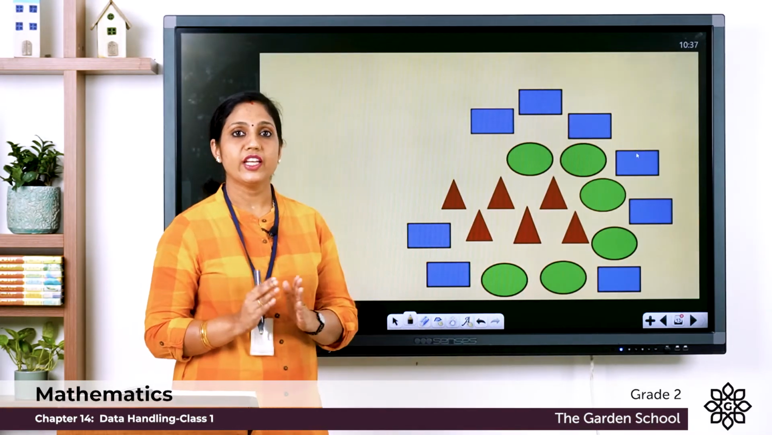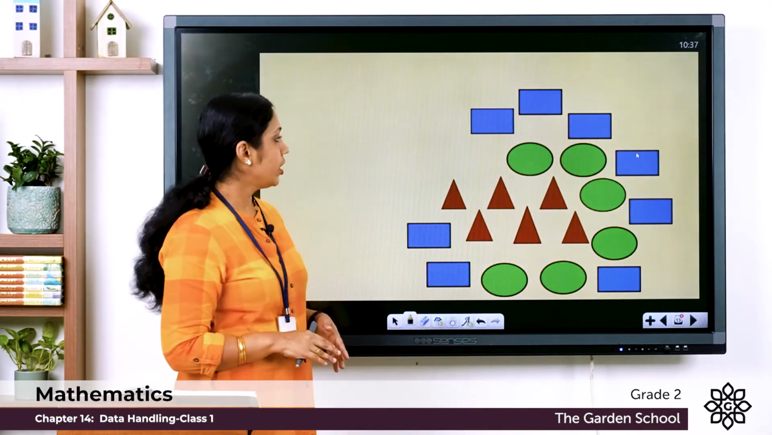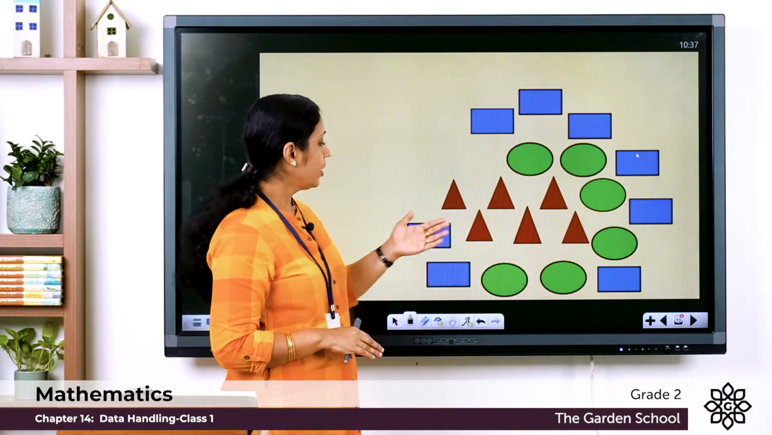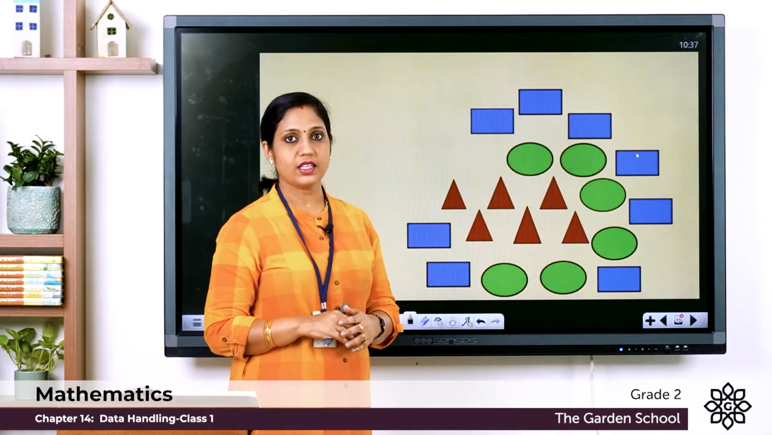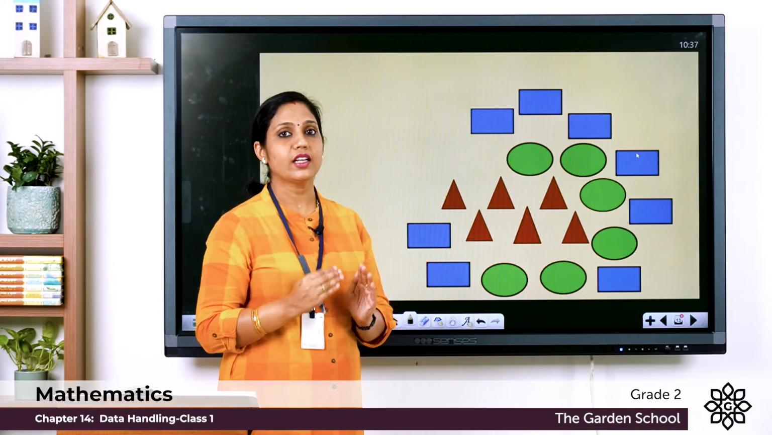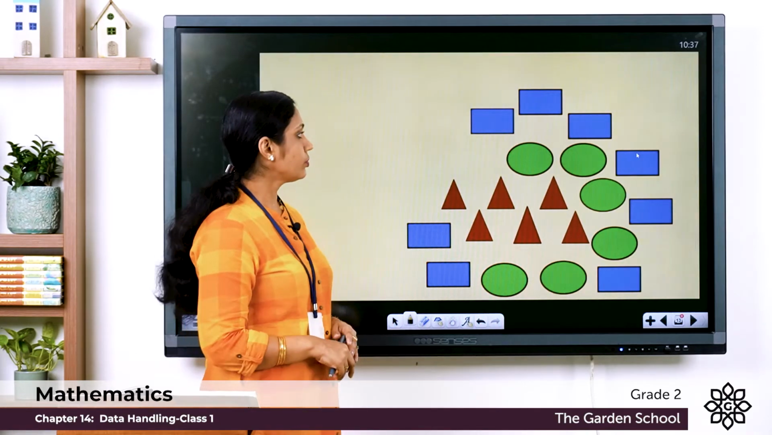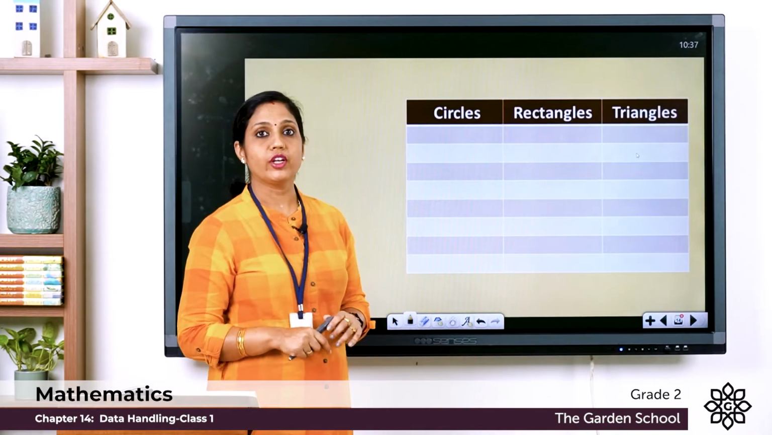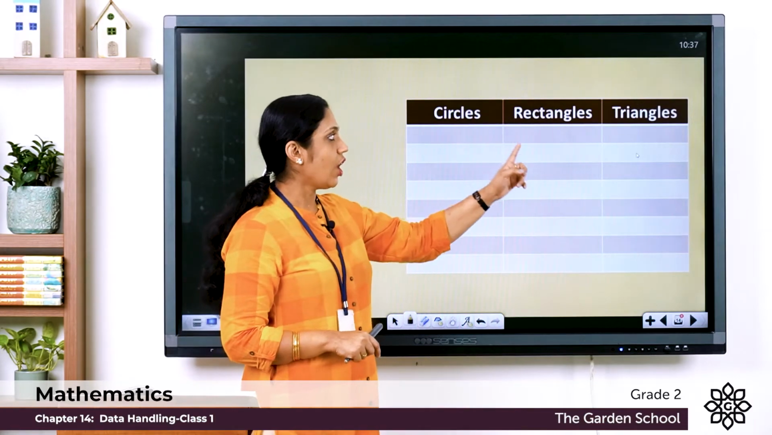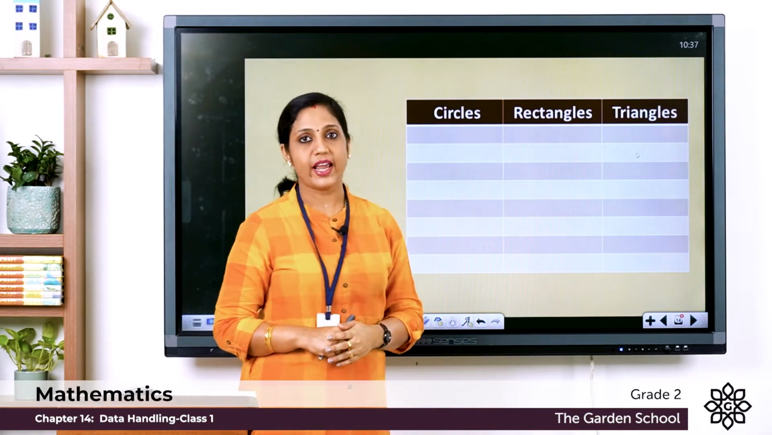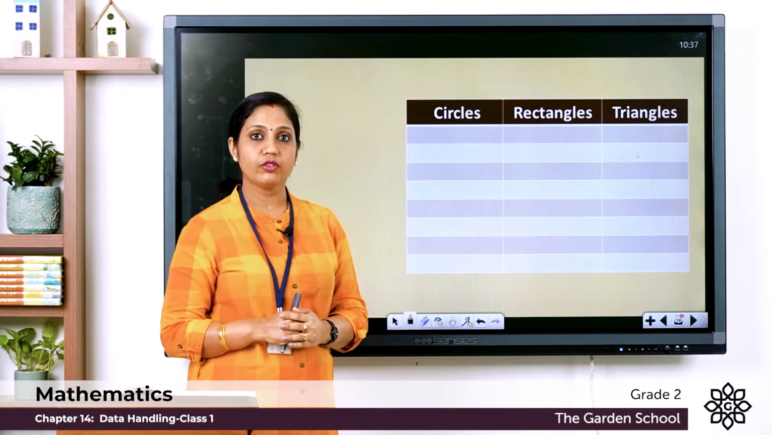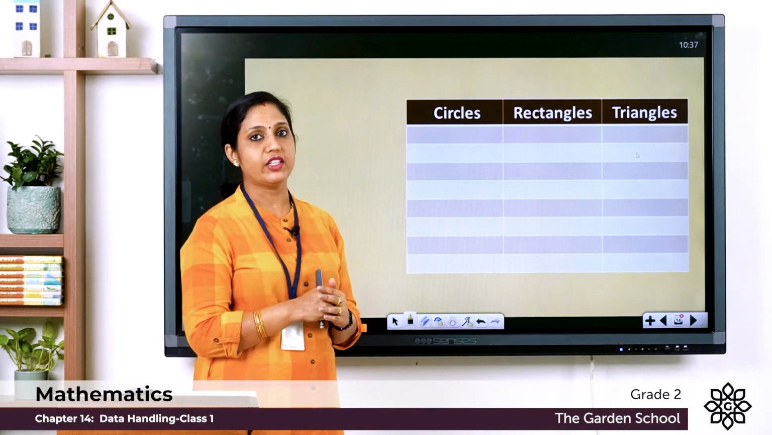Here you can see many shapes. What all shapes can you see here? You can see triangle, rectangle, circle. Now let's collect the information about it. So we have to find out how many circles, how many rectangles and how many triangles are there. So for that what we have to do? We have to count and write it here.